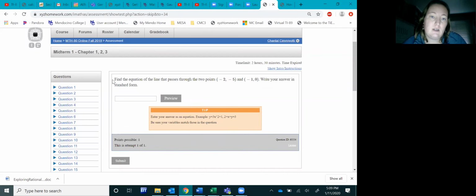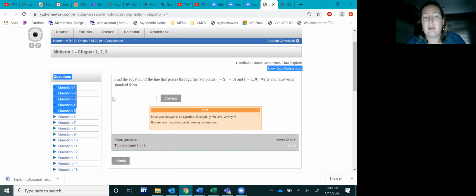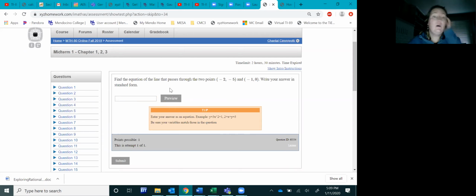This question says, find the equation of a line that passes through these points. Write your answer in standard form. So it does specify the format, so make sure that you answer it in that format. Enter an algebraic equation, so you should have an equal sign. It doesn't have the y equals out in front because standard form is ax plus by equals c, and so you would need to type it in that format.